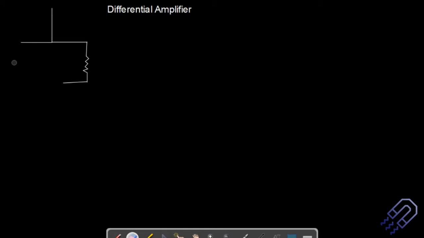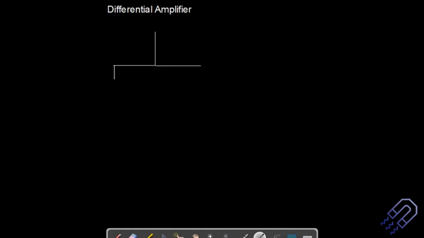I will start from the beginning. I'll try to draw it in the middle, and once I draw it and you understand the circuit diagram, I think half the work is done to understand how does a differential amplifier work or what is its functioning like. I'll try to draw a clear picture here.